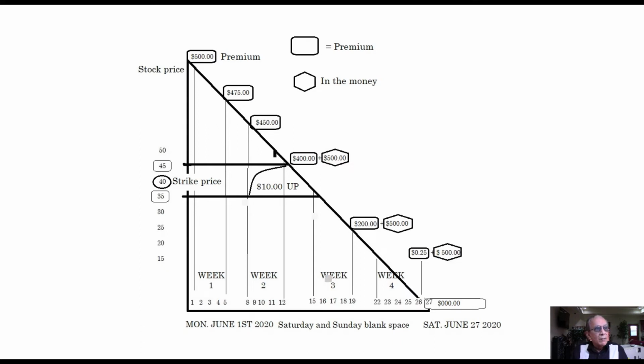Okay, so here we got a stock owner. The stock owner wrote the option on Friday the 8th, 2020.